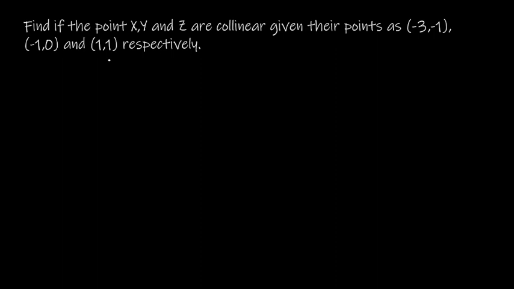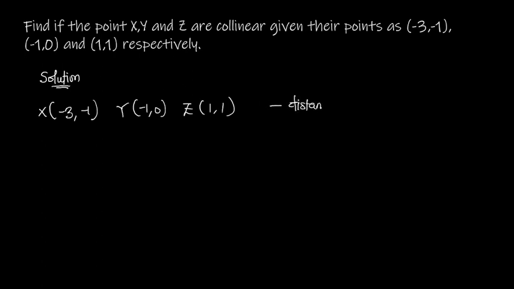We have to find if the points X, Y, and Z are collinear given their coordinates (-3, -1), (-1, 0), and (1, 1) respectively. Alright, so let's write down our solution. We have the point X with the coordinates (-3, -1), then the point Y with the coordinates (-1, 0), and then the last point Z (1, 1). Now we were asked to find if the points X, Y, and Z are collinear. Because we are using the distance formula, it means that if the points X, Y, and Z are collinear, then the distance XY plus the distance YZ should be equal to the distance XZ.